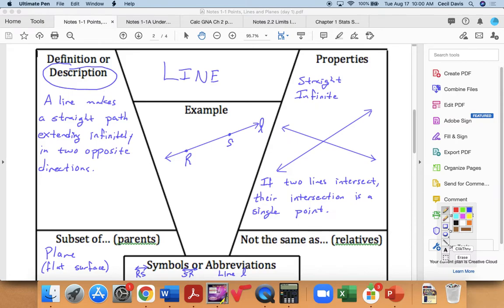Okay? It's not the same as, and we'll talk about these later, a ray or a segment. I think we'll talk about segments and rays tomorrow.